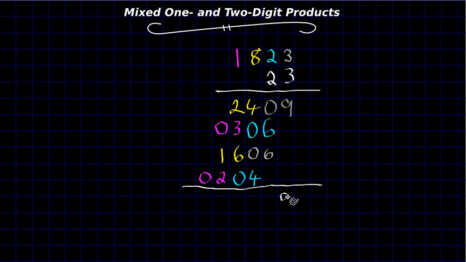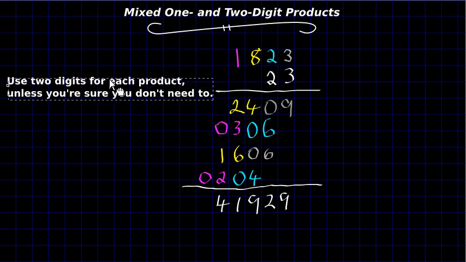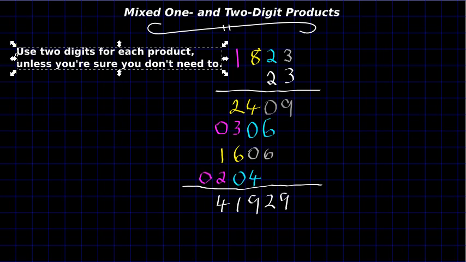So this 9 comes down here. 6 and 6 makes 12. Carry the 1. We get 5, 9. Okay, 5 makes 11. Carry the 1. This gives us a 4. So that's probably the right answer. So the rule here is simple. Use 2 digits for each product unless you're sure you don't need to, just so things fall into a nice systematic pattern. Systematic is good.